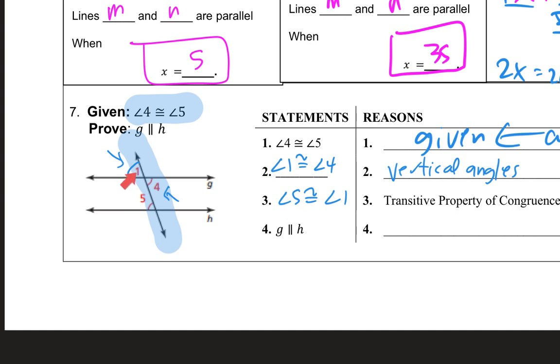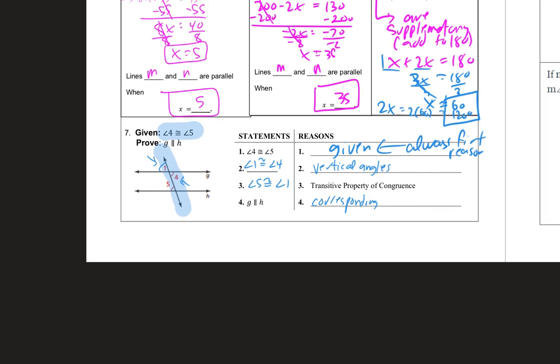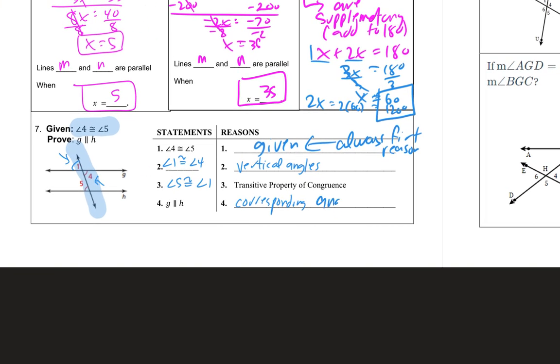So if this is congruent with this, that means G has to be parallel to H because these two are corresponding angles. And if corresponding angles are congruent, that means the two lines have to be parallel.